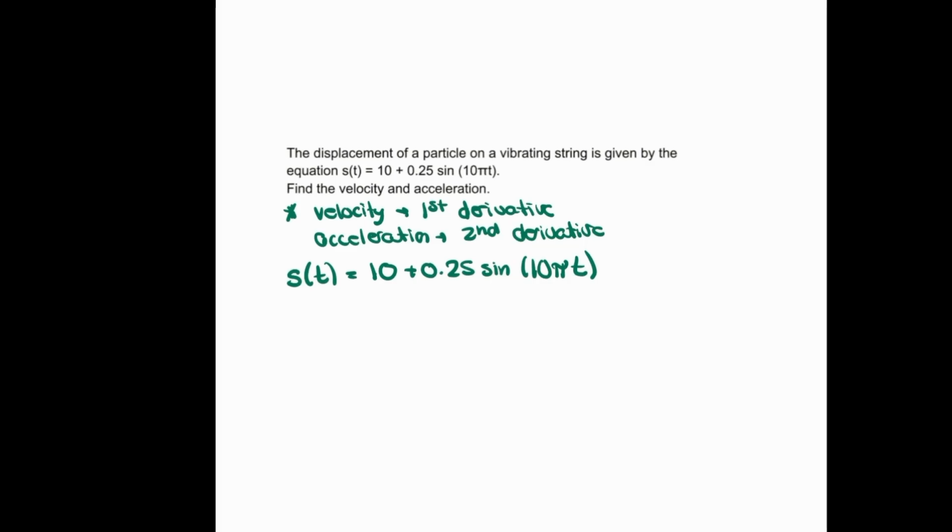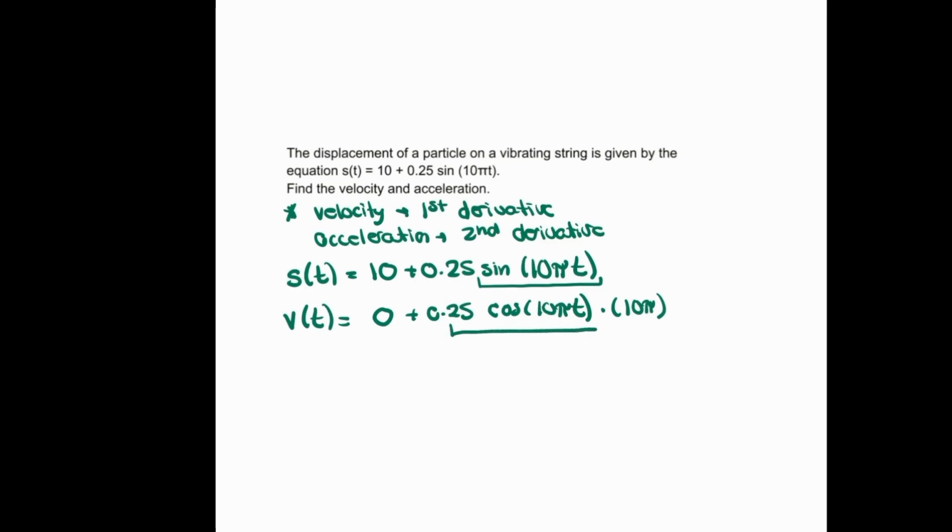Okay, so now let's think about taking the derivative of this. We're going to use our rules to take the derivative. So my first derivative is going to give me the velocity at any given time. Well, the derivative of 10 is 0. Now we have 0.25. Derivative of sine is cosine 10 pi t. And the derivative of 10 pi t is just 10 pi. 10 pi is just a constant in front of the variable t.